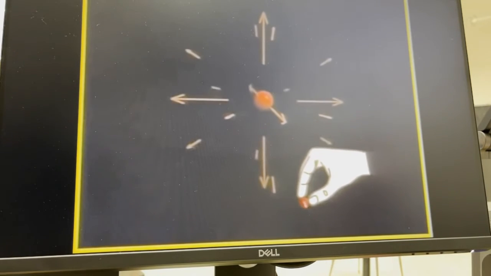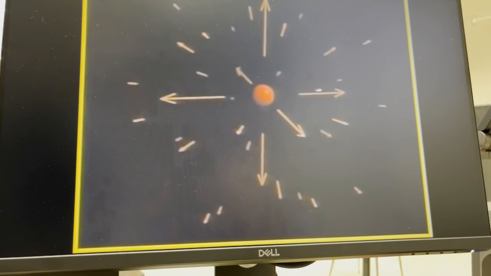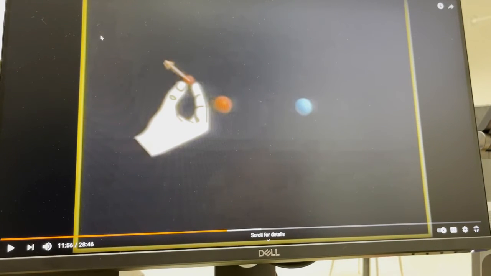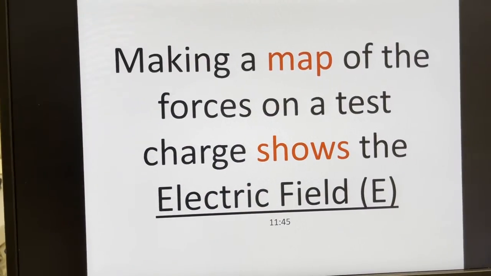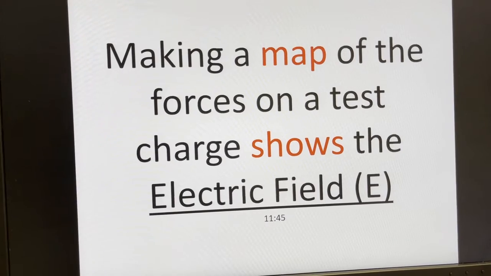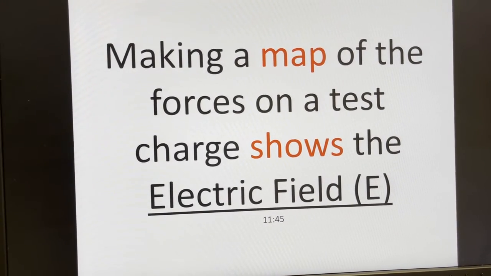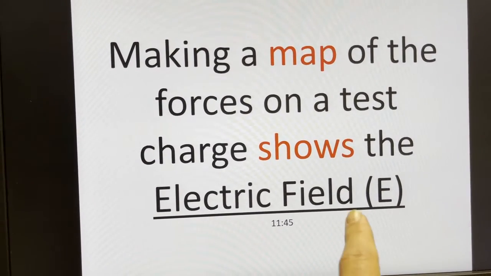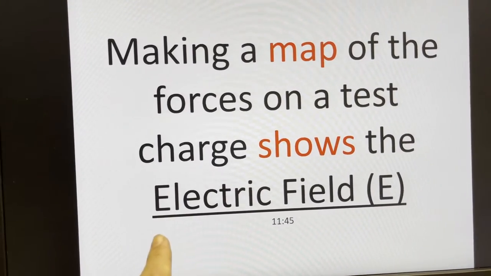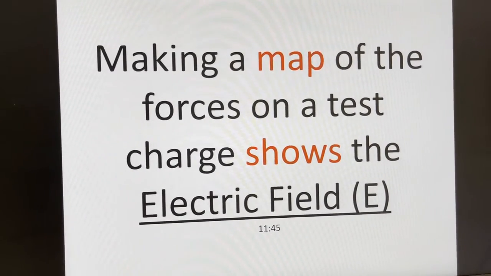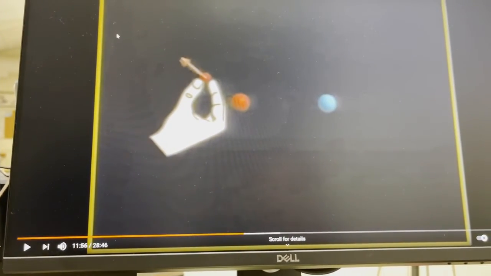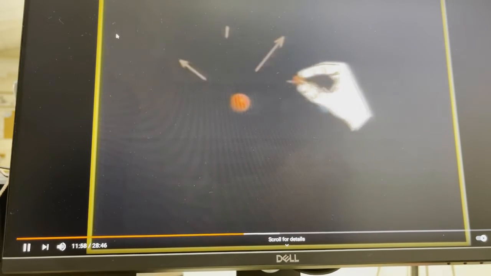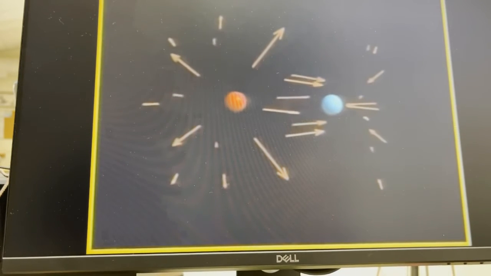Here's the point. Even if the test charge isn't there to feel it, the pattern of forces can be imagined to exist everywhere in space. Even if the test charge is not there to feel it, the pattern of forces is still there. And so making a map of the forces on a test charge shows the existence of the electric field. We're going to use the uppercase E to represent the electric field. And so how do you make a map? You move the test charge around and record the forces that are exerted on it. This is the essence of the idea of the field. Oh, I see.